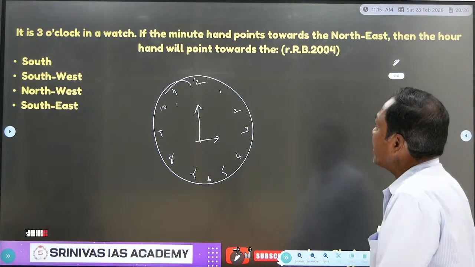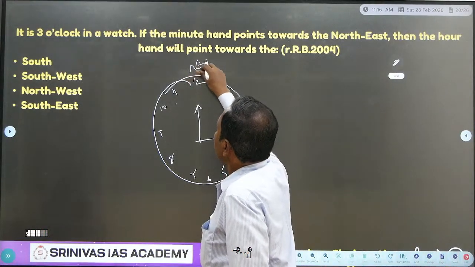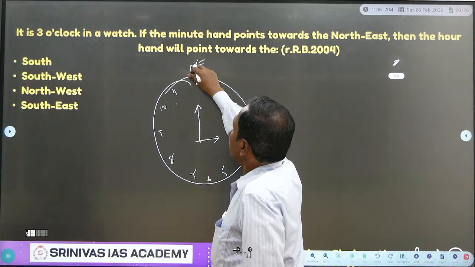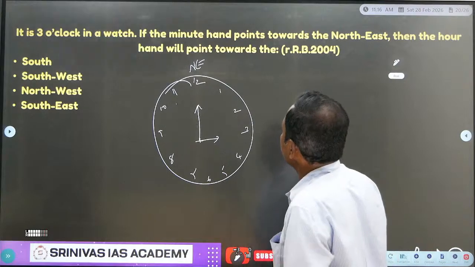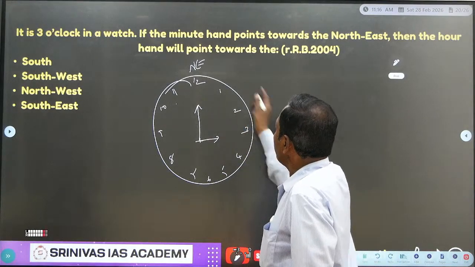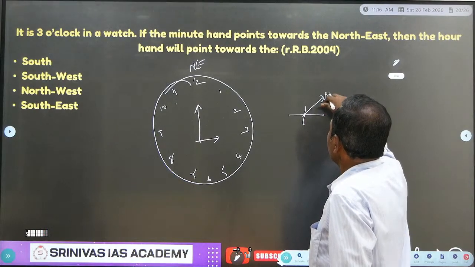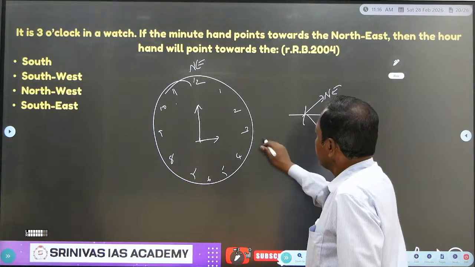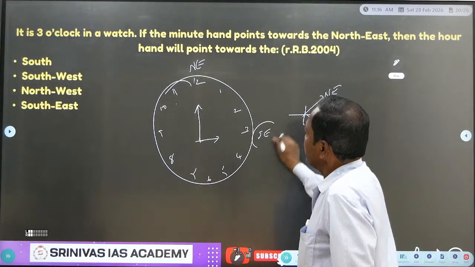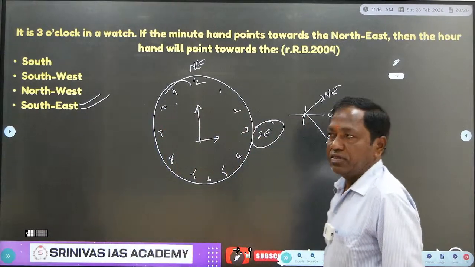Okay. If the minute hand points towards northeast, then our hand points west, 2 direction. After northeast, what happens now? This is northeast, southwest, this is east, southeast. So this is the southeast. So southeast is the option, like that you have to see that.